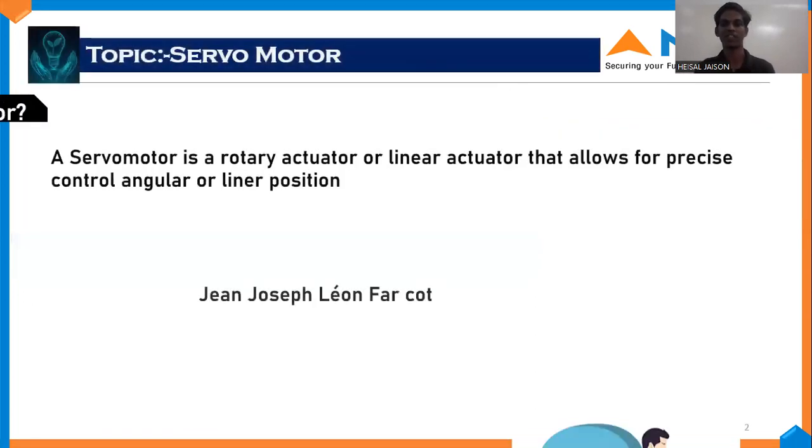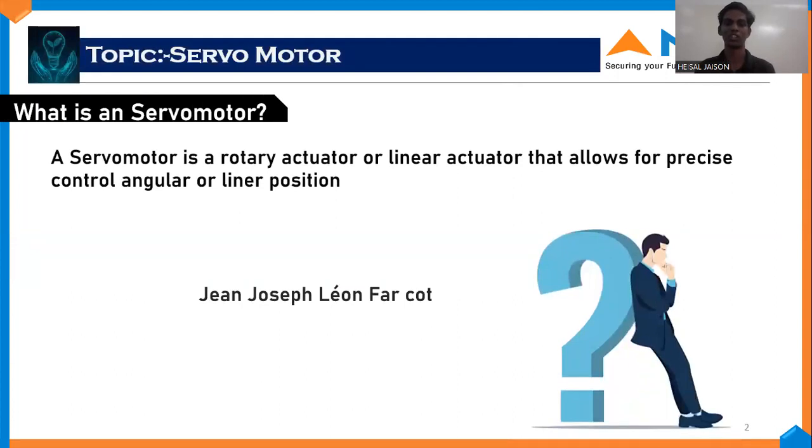First of all, I will start with the classic definition of a servo motor. It's like a normal motor with rotation or linear actuation, which has constant angular control, speed control, linear motion, etc.